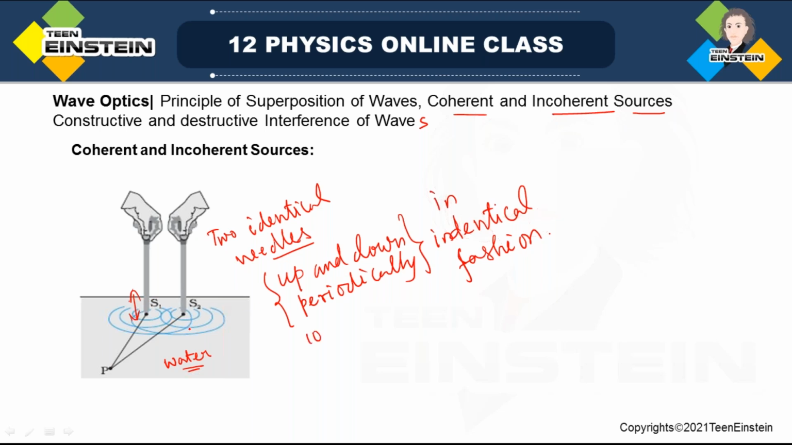Suppose in 10 seconds it is going down maybe 10 times, so the other one also has to be like that. If it is going into the water 10 times, the other one also has to go 10 times into the water. And same depth and all those things. So this is called identical fashion.